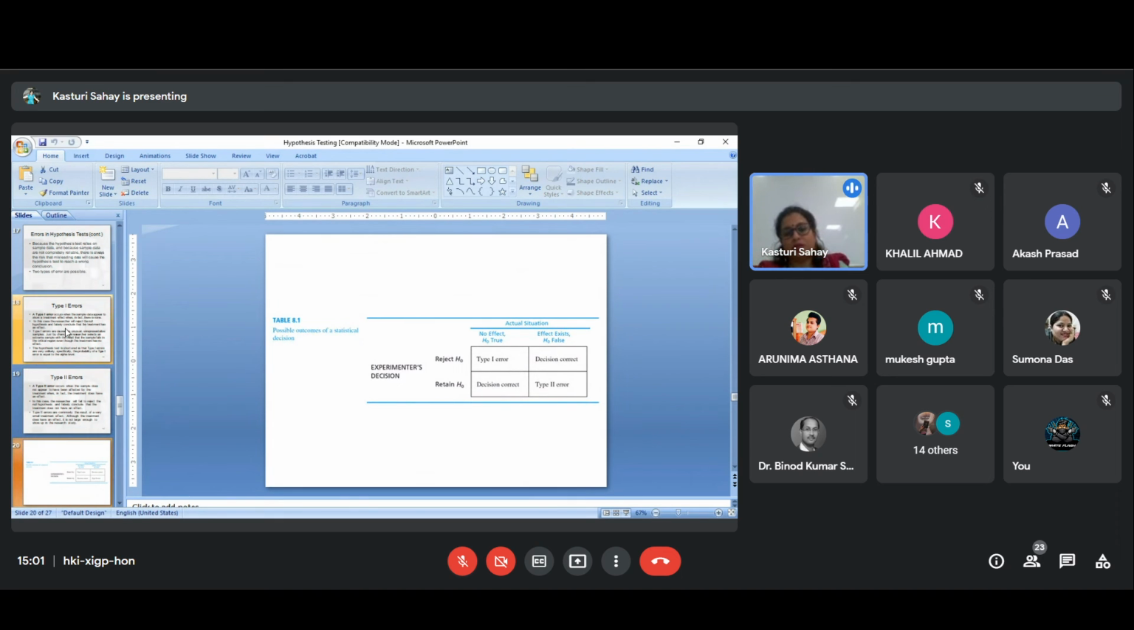That is, if your H0 was true, that there is no effect of your independent variable on your dependent variable, but you still conclude that there is a relationship, that is known as your type 1 error. And if there was a relationship and still, because of having a very small difference, you wrote down to accept H0, that is a type 2 error. All right.